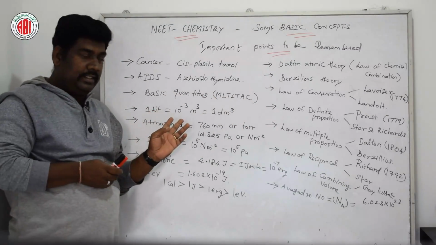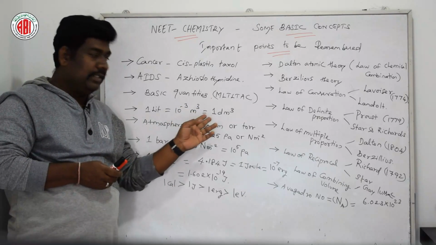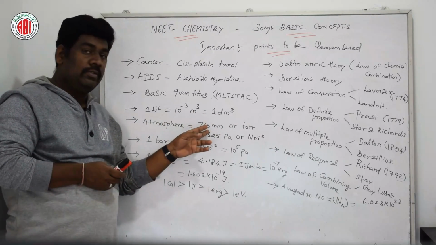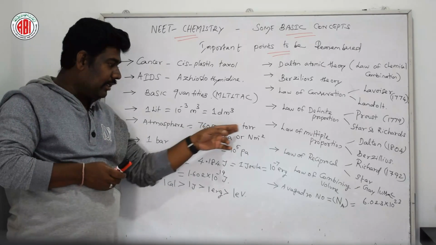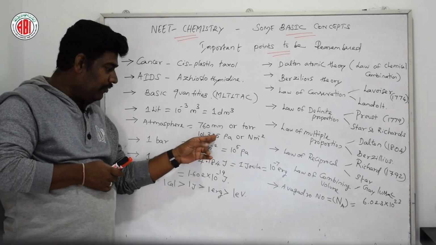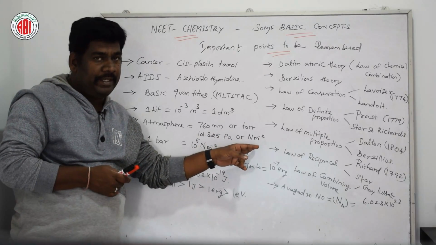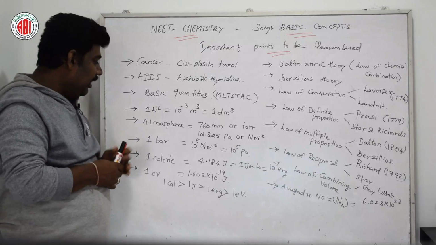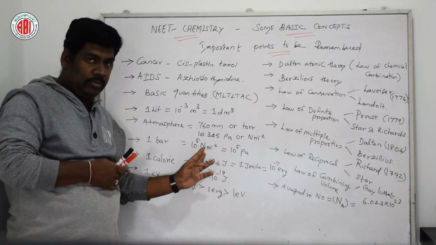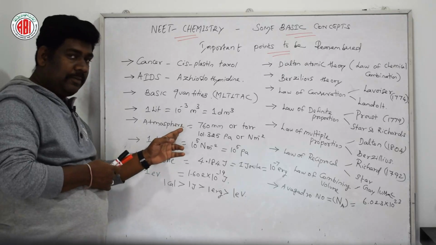Then 1 liter, which we can express as 10 to the power of minus 3 meter cube. Then 1 atmosphere is equal to 760 millimeter or torr, and also equal to 101.325 Pascal, that is equal to 1 Newton per meter square. So this is also very important. And 1 bar is 10 to the power of 5 Newton per meter square, which is also 10 to the power of 5 Pascal. So Pascal is the unit we are using for bar and atmospheric pressure.